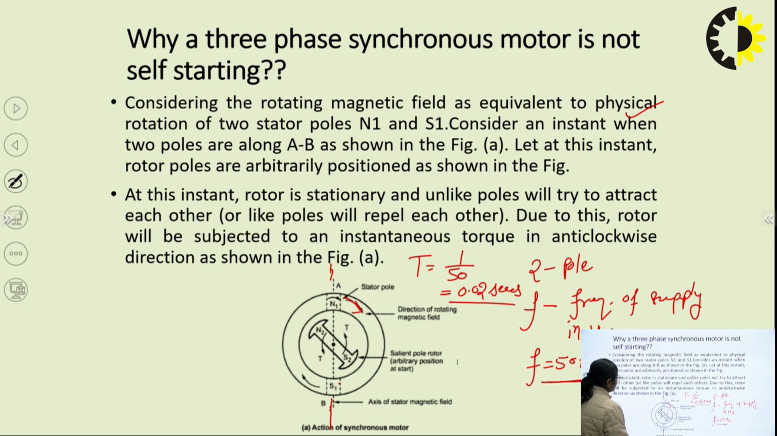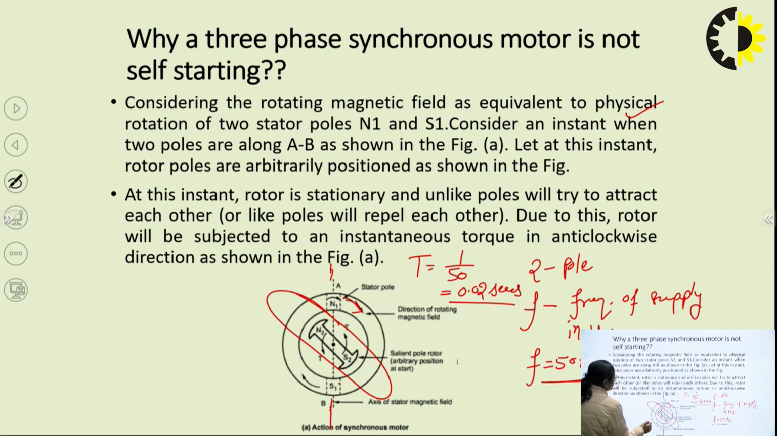At this particular instant, arbitrarily, let us consider that this is the position of the rotor poles. Now, at this instant, the rotor is stationary and the unlike poles will try to attract each other, or the like poles will try to repel each other. Under this condition, at this particular instant of time, what we can see is that the rotor N2 pole is near to the stator N1 pole, and likewise the rotor S2 pole is near to the stator S1 pole.